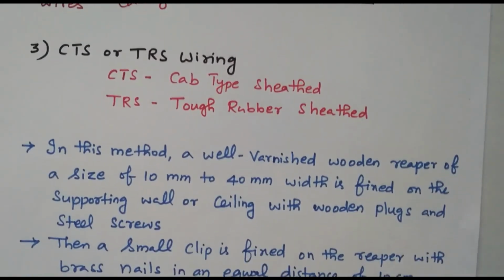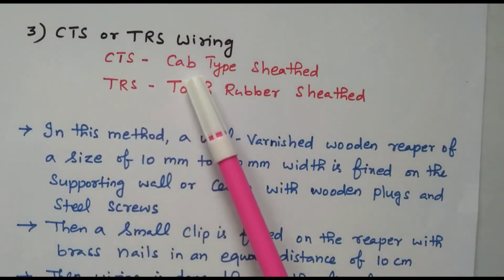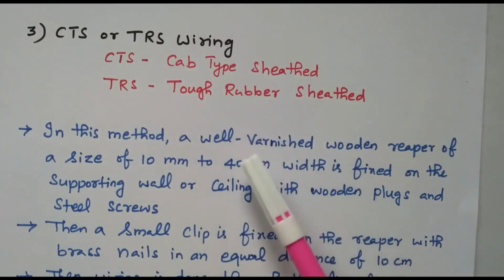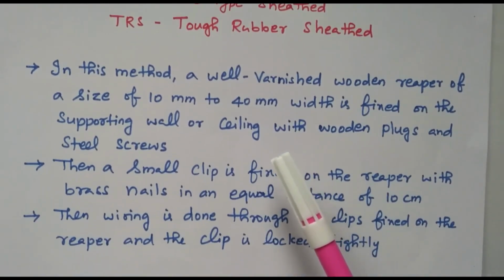Third one is the CTS or TRS wiring. What is CTS? Cap type shielded. TRS means tough rubber shielded. These two types are available. We'll see this one by one.